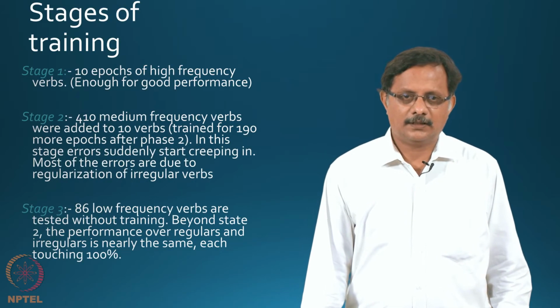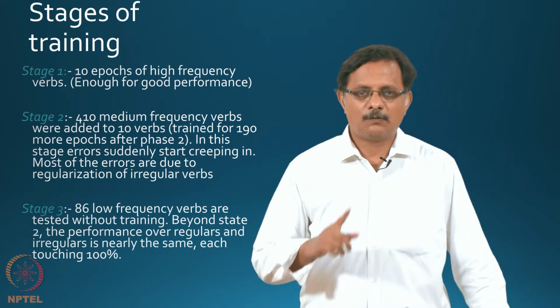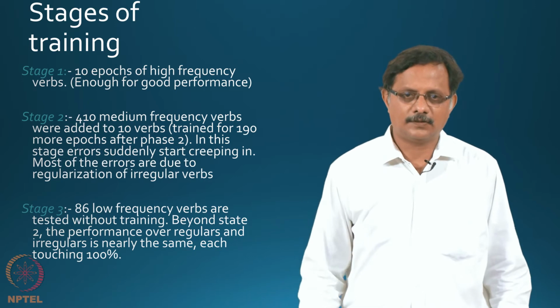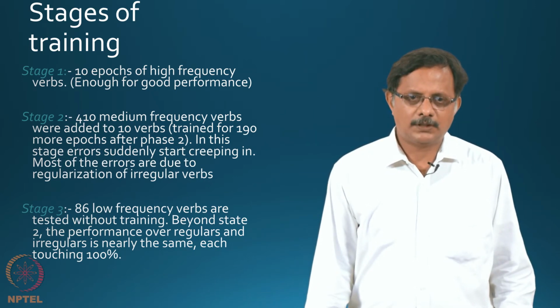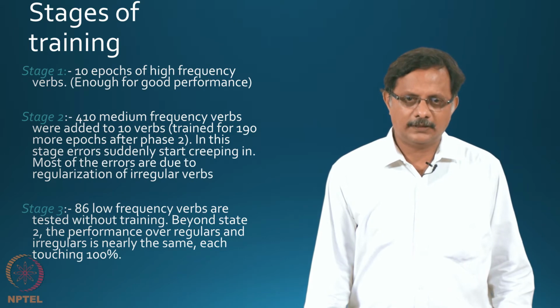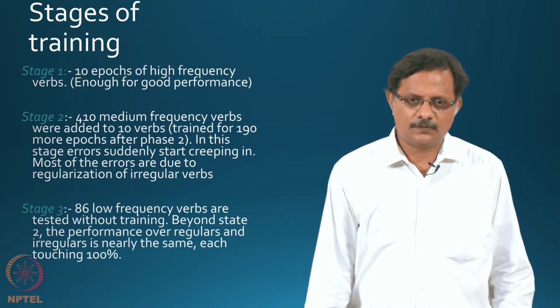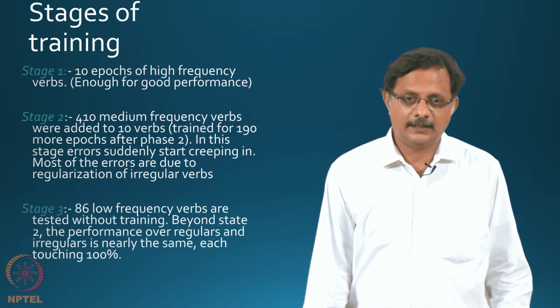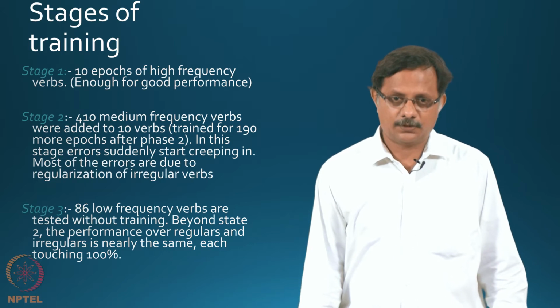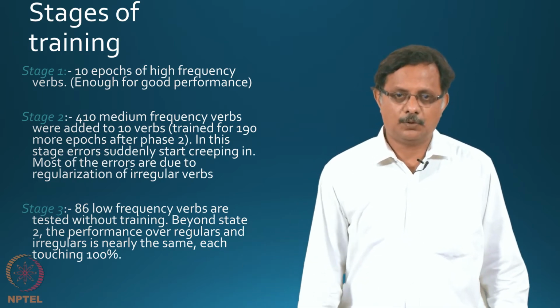In stage 1, 10 epochs of high frequency verbs were used. An epoch consists of one presentation of the entire set of patterns or verbs. With 10 epochs, the network is able to learn the correct past tense form for all these words. In stage 2, 410 medium frequency verbs were added to the first set of 10 verbs, and this was trained. This stage went on for 190 more epochs, that is, up to 200 epochs.